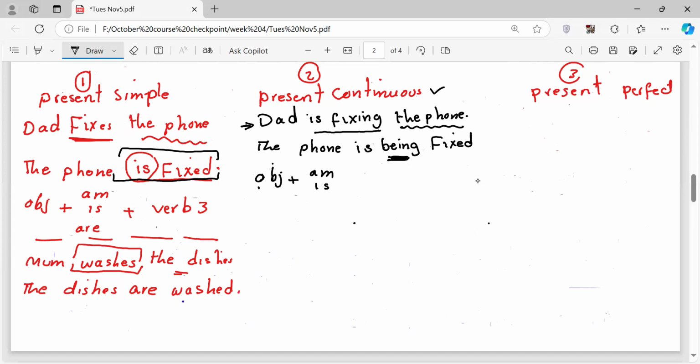Sir, mute your mic, please, until I finish. Am or is or are will be followed by what? Being. Then it will be followed by verb 3.